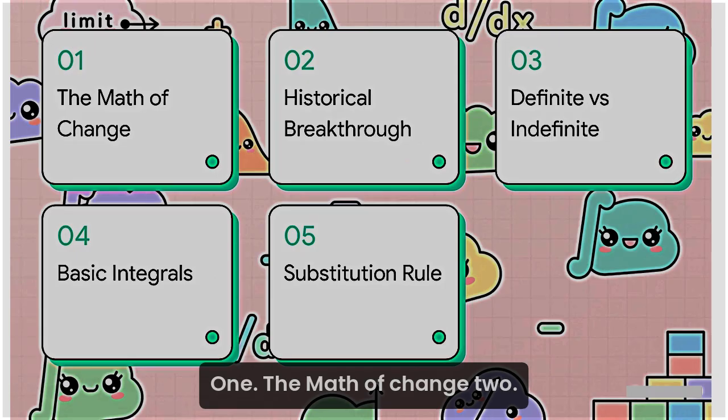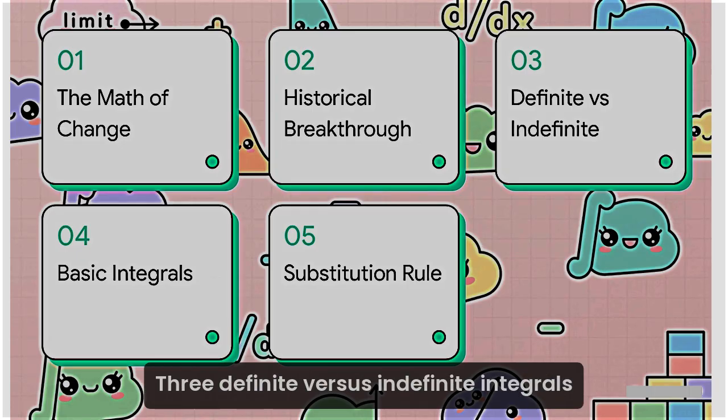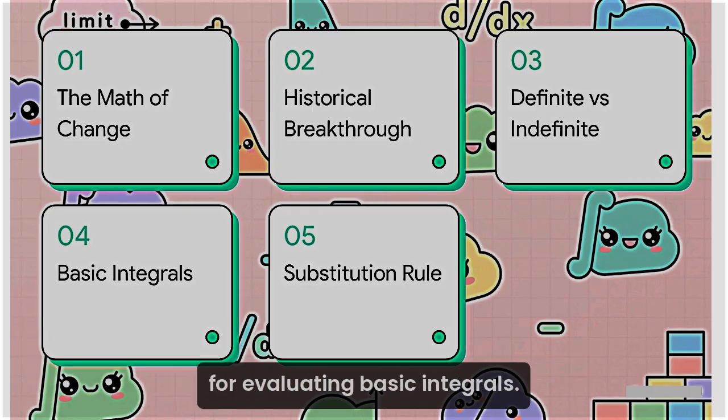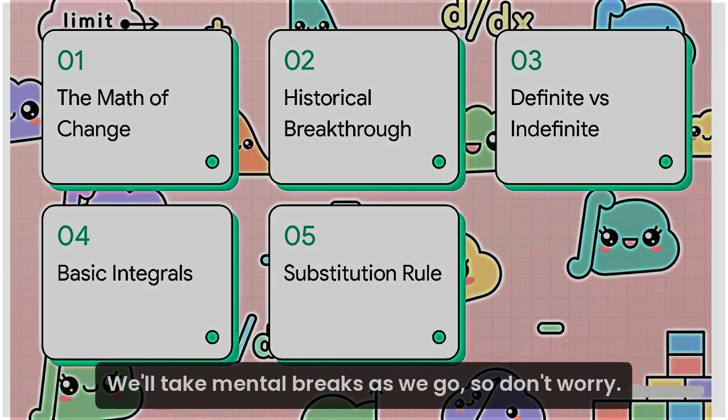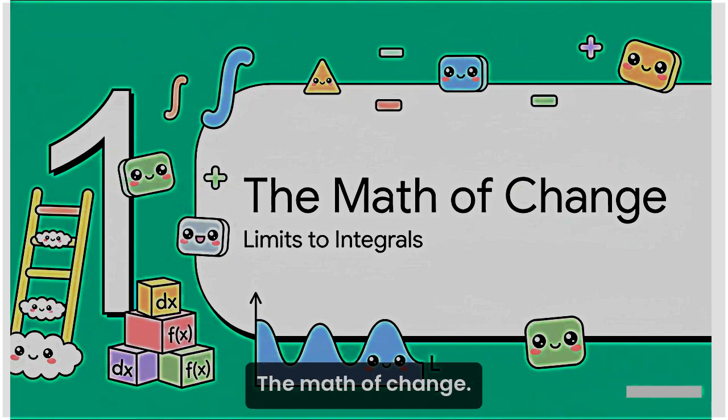To help you digest all of this without feeling overwhelmed, here is our game plan for today. 1, the math of change. 2, the historical breakthrough. 3, definite versus indefinite integrals. 4, evaluating basic integrals. And finally, 5, integration by substitution. We'll take mental breaks as we go, so don't worry. All right, let's hit section 1, the math of change.